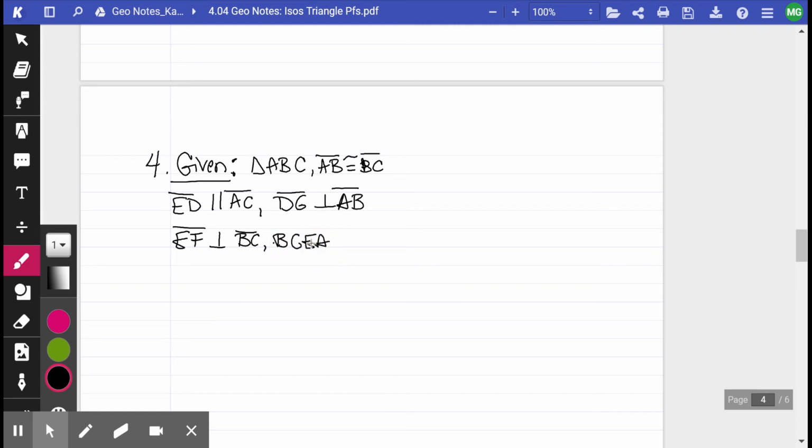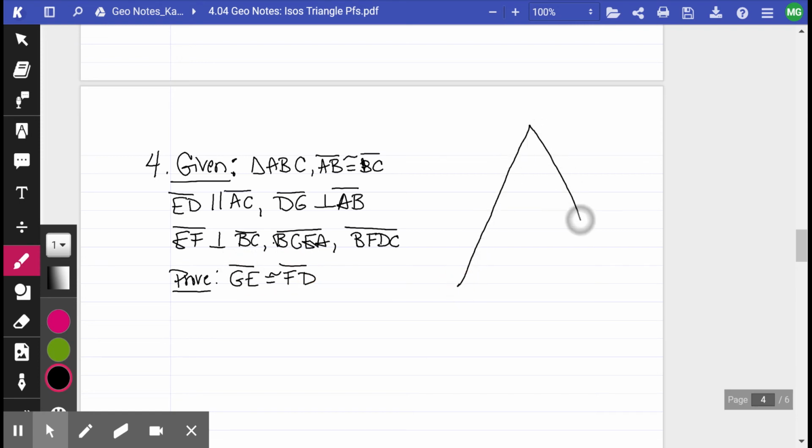There's nothing you can conclude from this, but they're just saying that these are straight lines. Sometimes it's hard to tell in your proof if you have straight lines or not. So are they supplementary? Do they move a little bit? That's just clarifying that for you. And we want to prove that segment GE is congruent to segment FD.